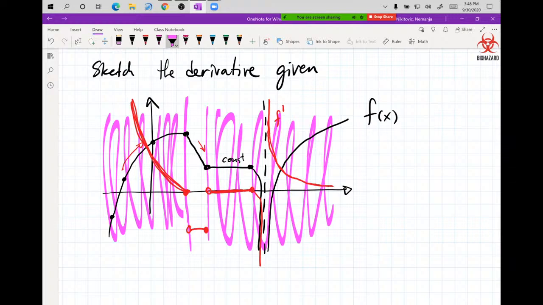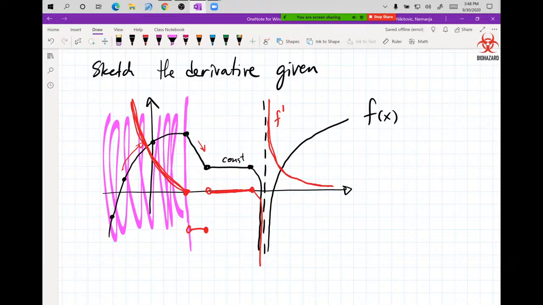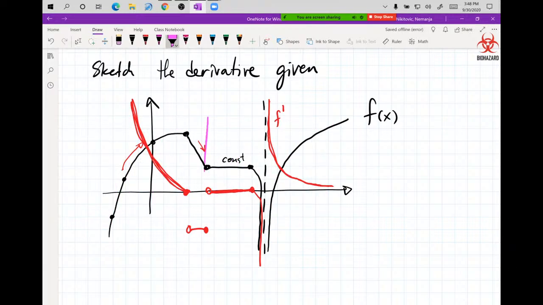So that's that part. Then we have the part which I already explained. I don't think I can add anything on it. Constant is not changing, therefore its derivative must be 0. So you just write the x-axis on that one.